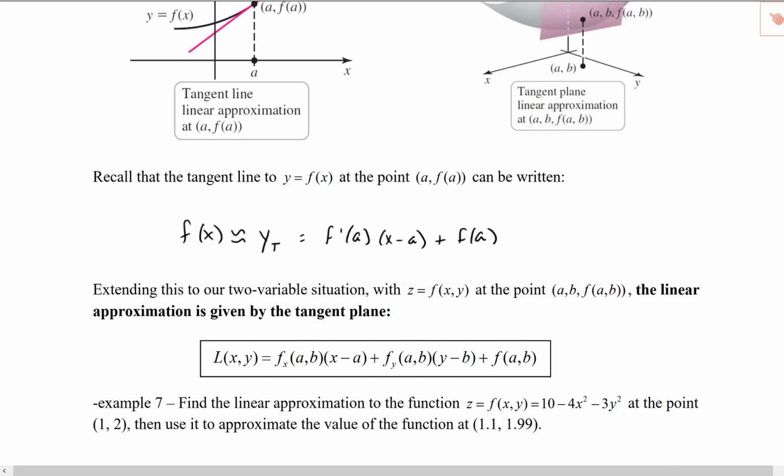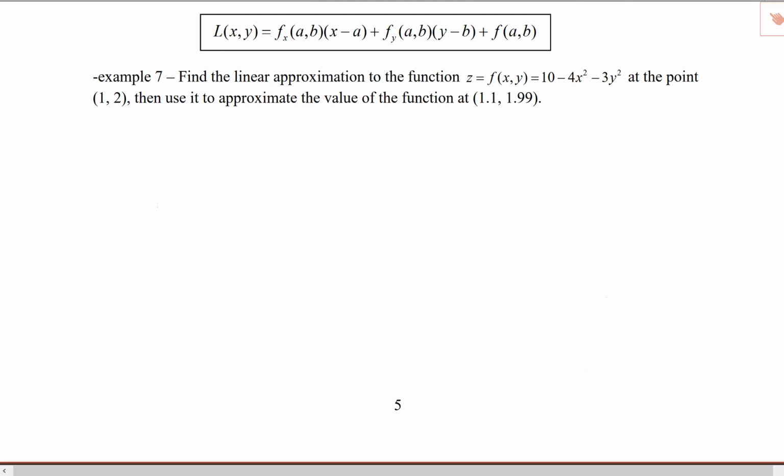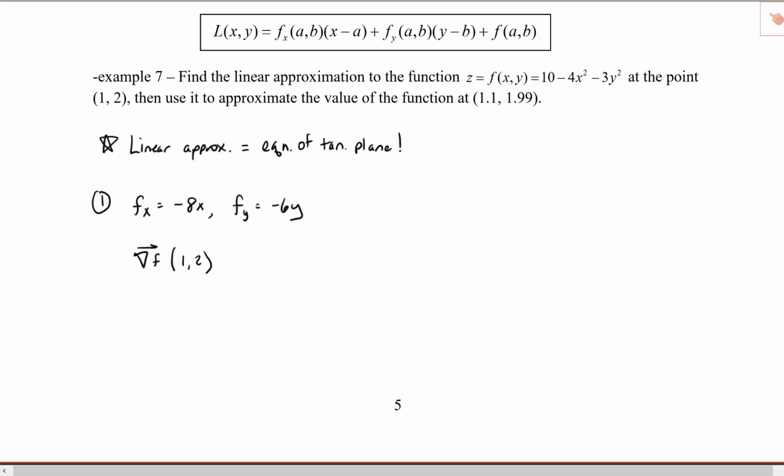Let's take a look at example 7. Find the linear approximation to the given function at the point 1, 2. And then we're going to use it to approximate the value of the function at a point close to 1, 2. Again, the linear approximation is simply the equation of the tangent plane. So first we'll need our partial derivatives. Partial of f with respect to x is negative 8x, and partial of f with respect to y is negative 6y. Now we'll evaluate the gradient of f, which just consists of those partials, at the point 1, 2 to get the actual values at our given point.